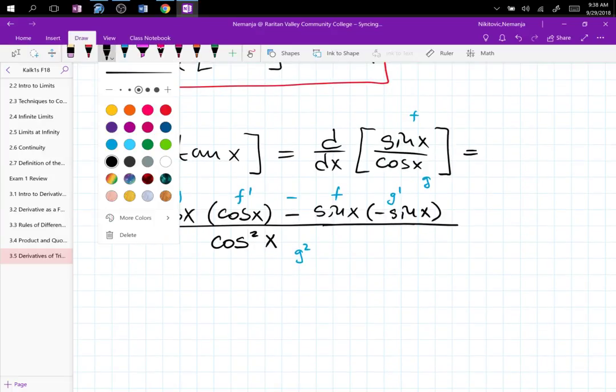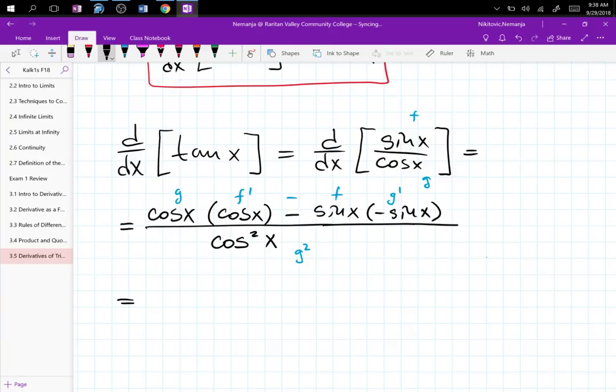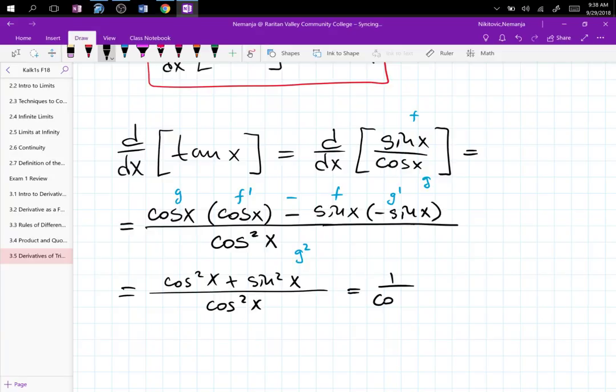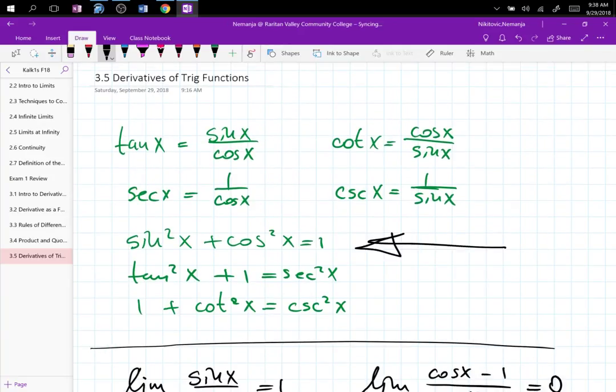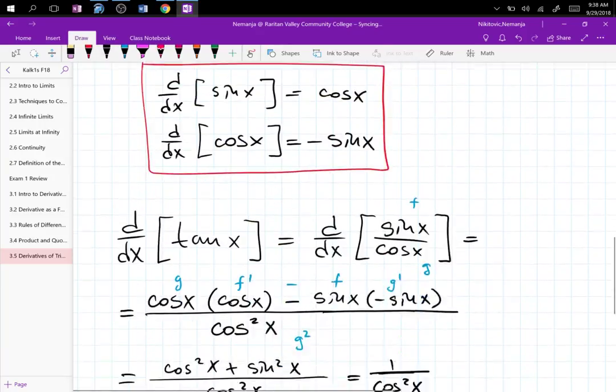So now this is where we are going to use that sine squared cosine squared formula. So we have cosine squared x plus sine squared x divided by cosine squared x. This is 1 over cosine squared x, so we use the formula that I outlined here that sine squared plus cosine squared is 1. So we had that in the numerator.